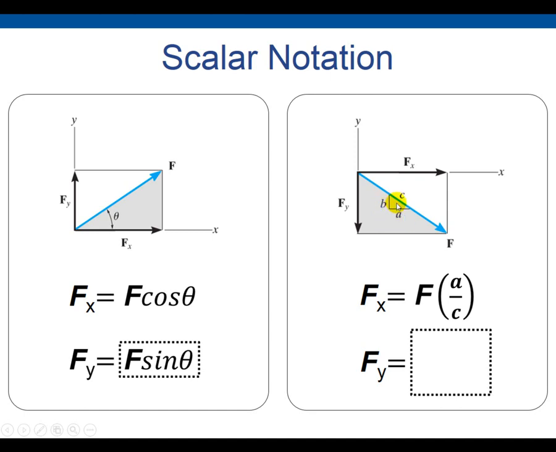So we can use this information as a cosine and a sine or even tangent. Alright, so Fx here is F times A over C. Right? Because of the cosine rule, it's A over C. How about Fy? Fy is F times B over C. But remember that this is a negative direction of y, so there is a minus sign.